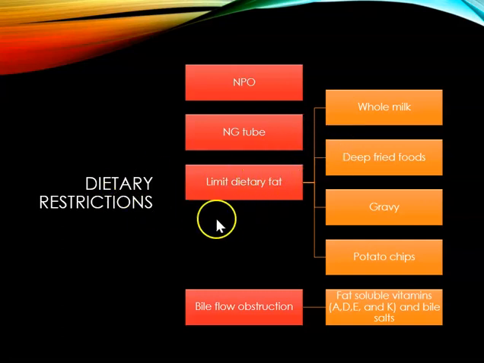So post-operatively, or even if they send them home without surgery, you want to make sure that you're having them eliminate any dietary fat. So that means whole milk, fried foods, gravy, and potato chips. They're not going to like it, but if the pain's severe enough, they'll comply. And if they have any bile flow obstruction, they might be given some fat-soluble vitamins like A, D, E, and K, or bile salts, and that may be given to assist with the digestion of foods. And patients aren't really able to absorb fat very well with an obstructed bile flow, so that requires some supplementation.